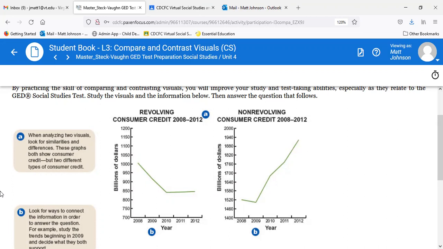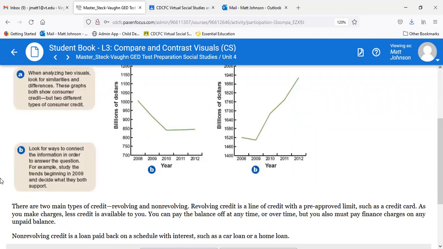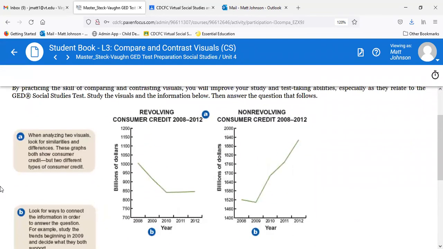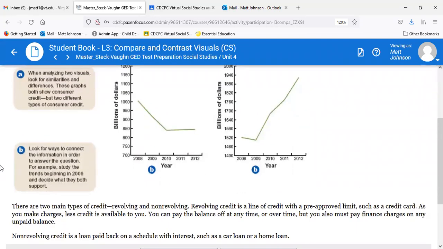That's exactly what we're doing, comparing those two types of credit. These graphs both show consumer credit, but two different types of consumer credit, right? That's what we're doing, looking at the similarities and the differences between the two. Now, look for ways to connect the information in order to answer the question. For example, study the trends beginning in 2009 and decide what they both support.